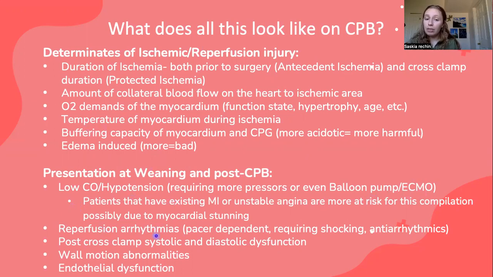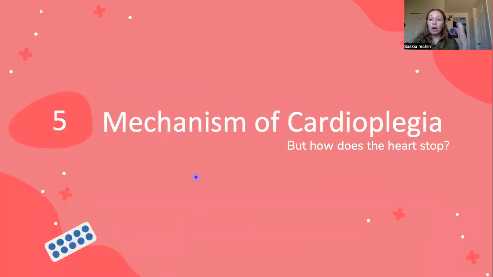Are there reperfusion arrhythmias? Are they pacemaker dependent? Do they require shocking to come back? Do they require a significant amount of antiarrhythmics? You can take note of your systolic and diastolic dysfunction. You can notice that through your wall abnormalities or your cardiac output. You can see on the TEE how well the right heart or left heart is moving, as well as your endothelial dysfunction, which might be a bit more noticed in your labs post-op or your longer term recovery, but it is still very relevant. So overall, those are the bad things that we induce with cardioplegia and cross-clamp time.